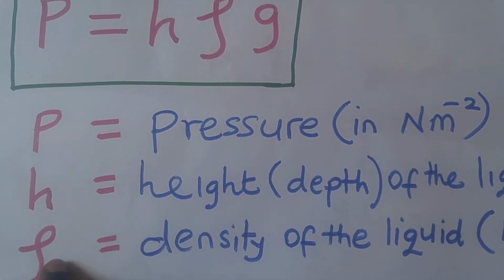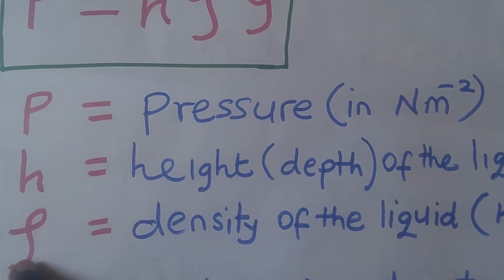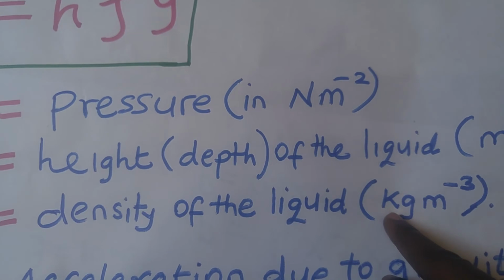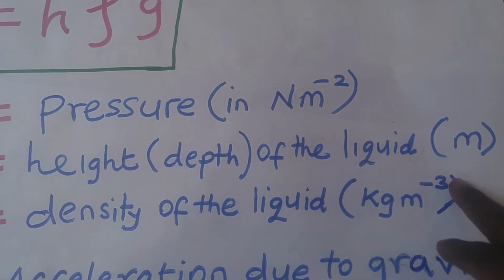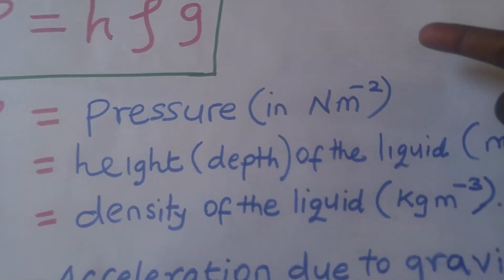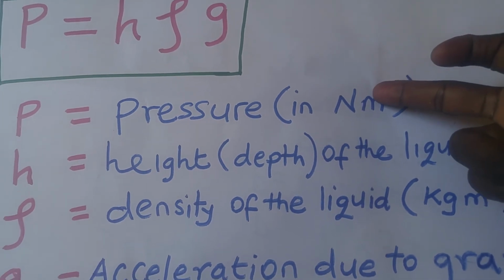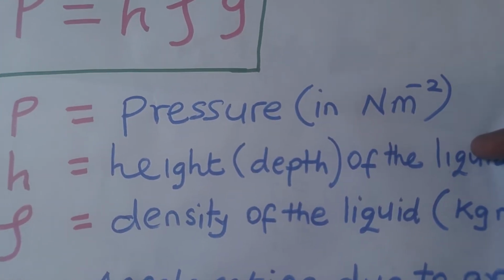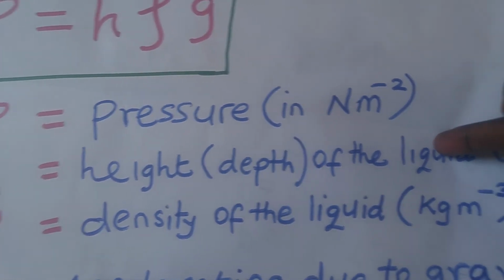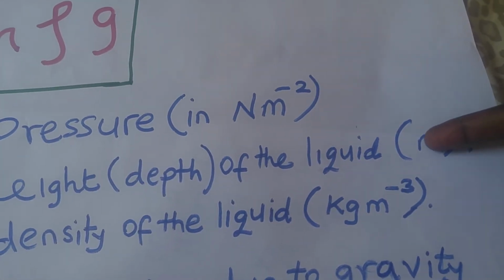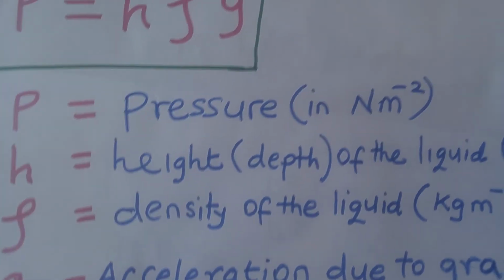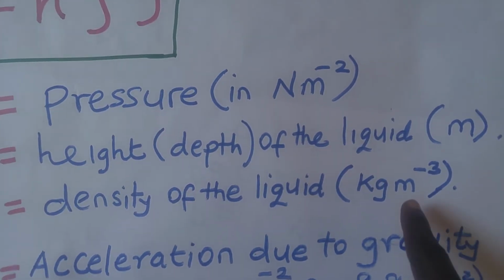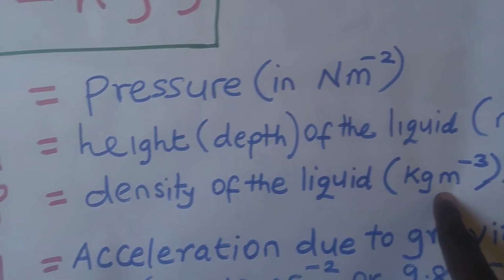We have not finished rho. Rho, that is the density of the liquid. The SI unit of density is kilograms per meters cubed. You see, this is pressure in SI unit. The height, what is the SI unit of height? Height is the same as the distance or length. The SI unit of length is meters. Then rho is density. The SI unit of density is kilograms per meters cubed.